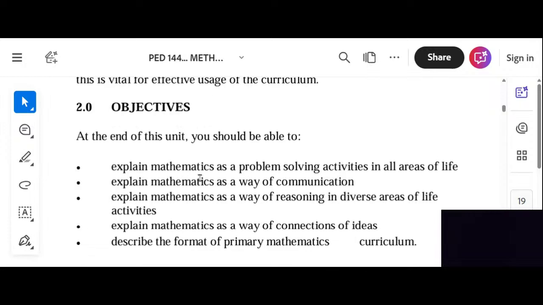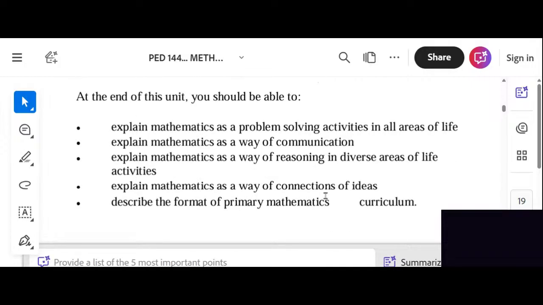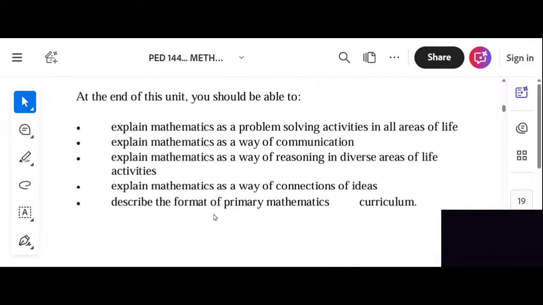Now, objectives of this unit. What are the things expected of you at the end of the unit? One, you should be able to explain mathematics as a problem-solving activity in all areas of life. You should be able to explain mathematics as diverse areas of life activities. And of course, you should be able to explain mathematics as a way of connecting ideas. Describe the format of the primary mathematics curriculum.